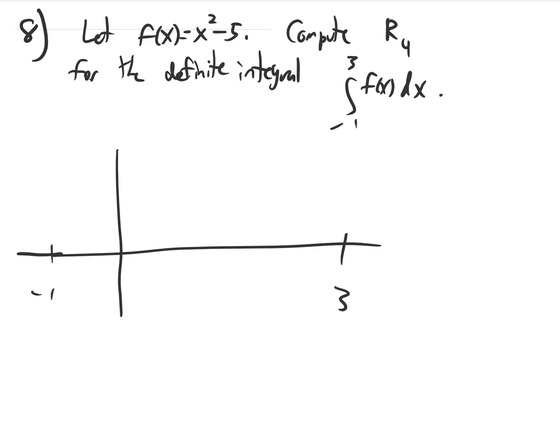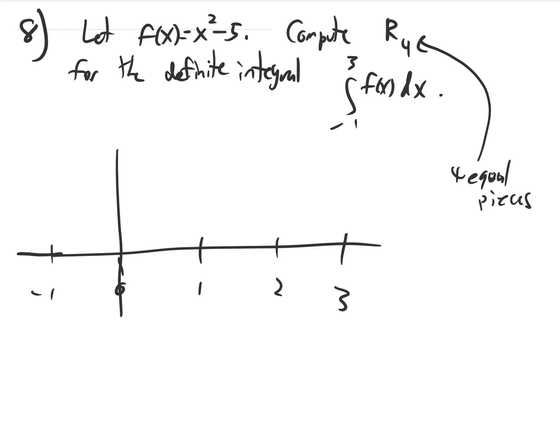So we've got the region, the interval from -1 to 3, and we're going to divide it up into 4 equal pieces. So conveniently, -1 to 0, 0 to 1, 1 to 2, and 2 to 3. This is 1, 2, 3. This is 4 equal pieces.